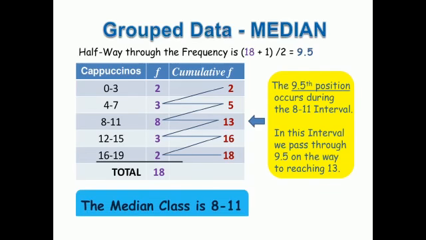Okay, so look at the frequency. Please add the total number, 18 plus 1 divided by 2. You got 9.5. 9.5 is coming in which cumulative frequency? Take that one and see the group.